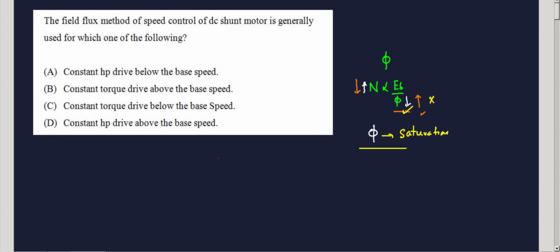I prefer flux decreasing. If flux decreases, what happens? Speed increases. So I have above base speed. So from this, for the flux control method, I will get above base speed. So above base speed is there, I can neglect these two options.